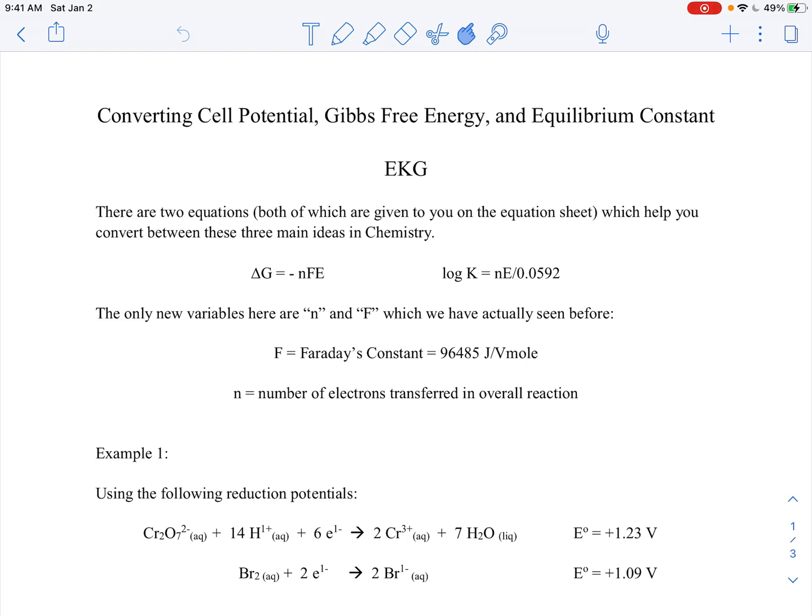All right, guys, so let's take a moment, if we could, and do a bit of summary and comparison between the three major ideas that we have looked at thus far in this unit. The three major ideas are cell potential, voltage, Gibbs free energy from the thermodynamics unit, and now the equilibrium constant, K. So I like to call it EKG, because the cell potential is E, Gibbs free energy is obviously delta G, and the equilibrium constant is K. So I call it EKG.